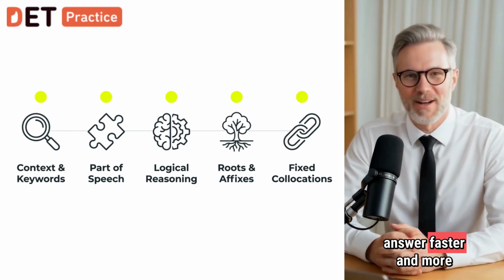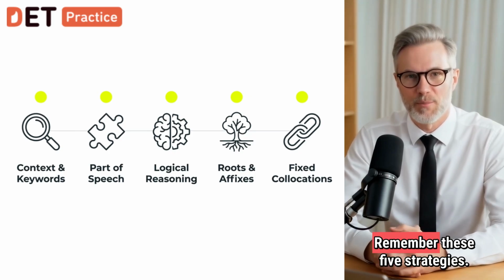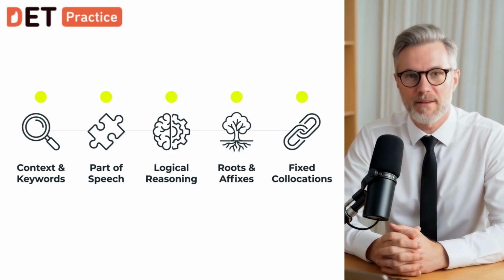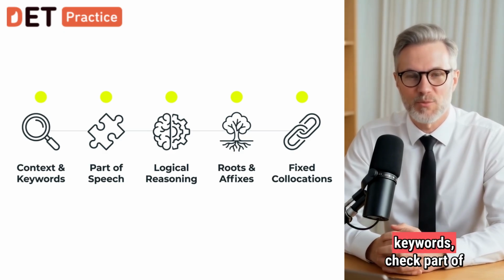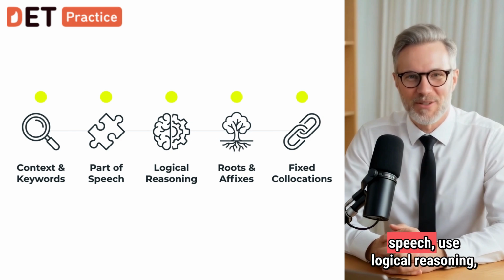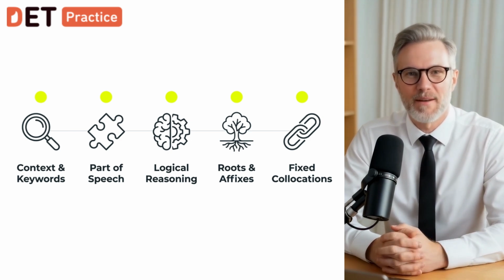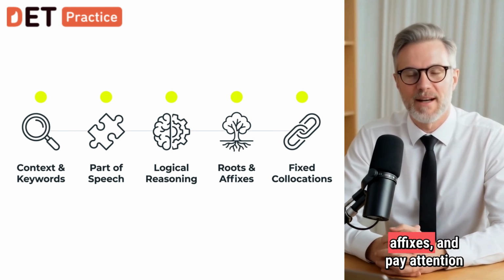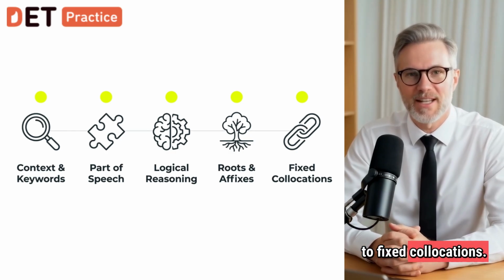In this question type, you'll see a sentence with a missing word, and you need to choose the correct word from the options. You usually get 6 to 9 questions with 20 seconds for each one. So, how can you answer faster and more accurately? Remember these 5 strategies. Understand the context and keywords, check part of speech, use logical reasoning, look at roots and affixes, and pay attention to fixed collocations.